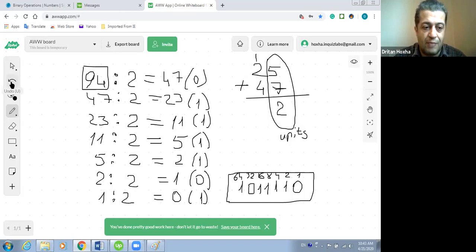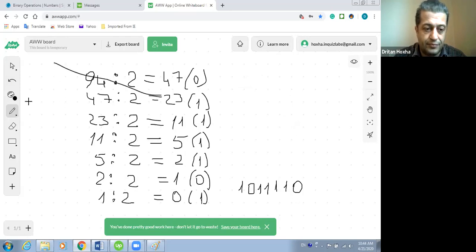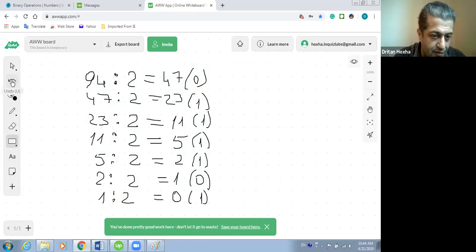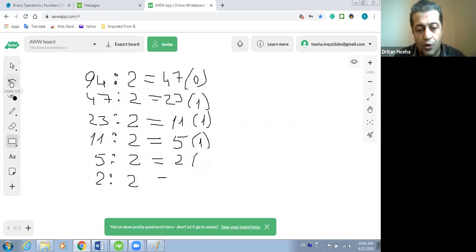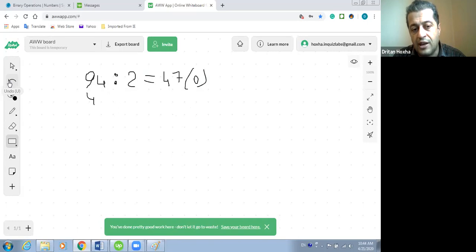in the binary system as well, because if you have a number written in the binary system and you want to add it with another number, not always the result will be 0 or 1. Sometimes the result will be 2, but we cannot write 2.